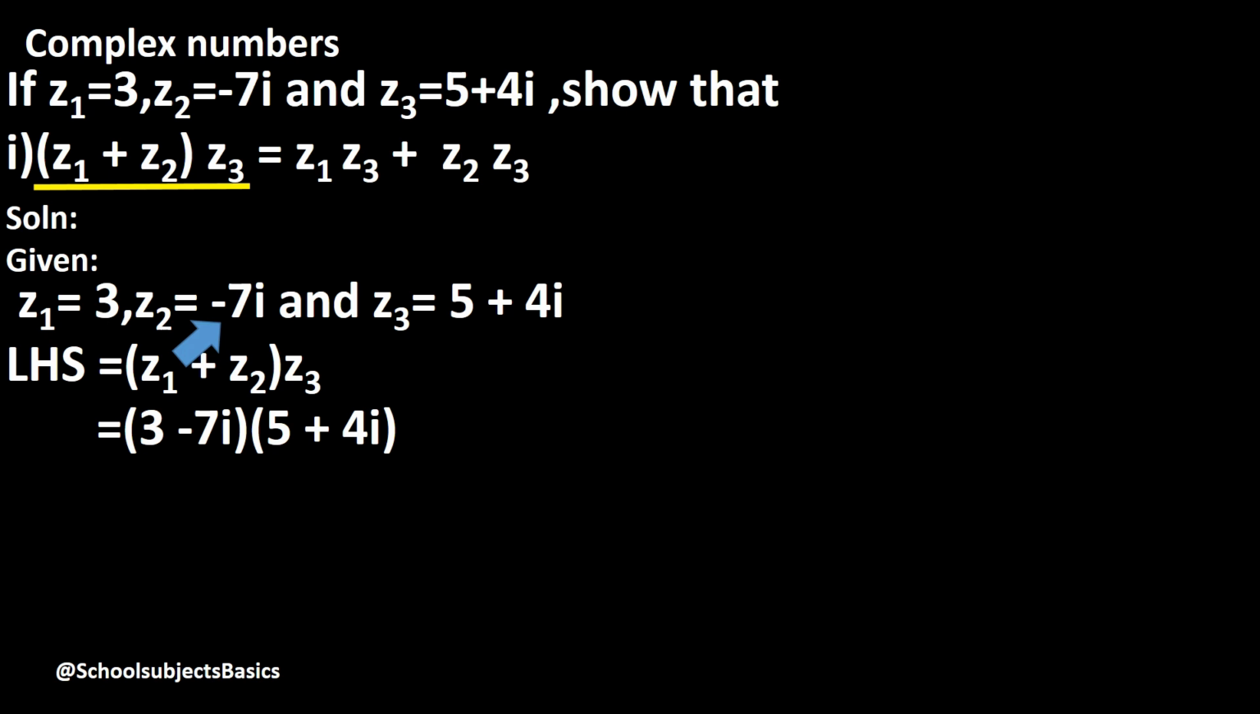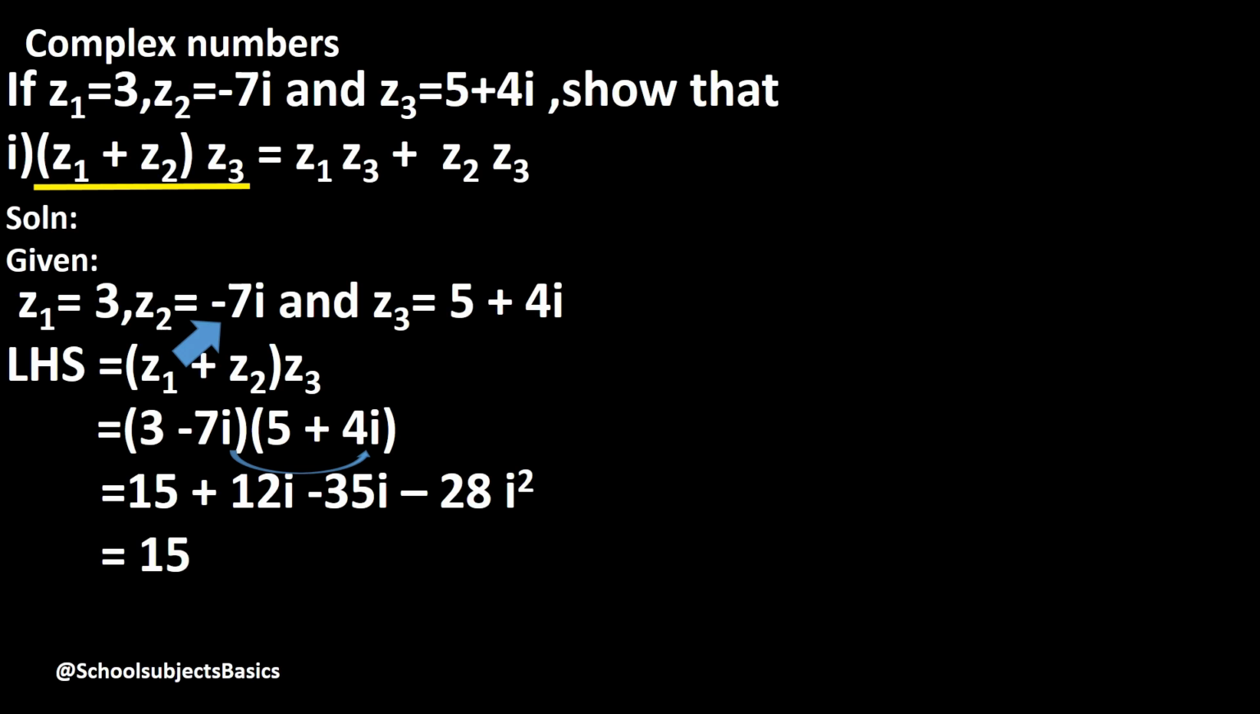So now we have to multiply. How to multiply? First we have to multiply 3 into (5 plus 4i), then minus 7i into (5 plus 4i). So first, 3 into 5 is 15, then 3 into 4i is 12i. Then next we go for minus 7i into (5 plus 4i). So minus 7i into 5 is minus 35i. Then the next one is minus 7i into 4i, which gives i square, so it is minus 28i square.